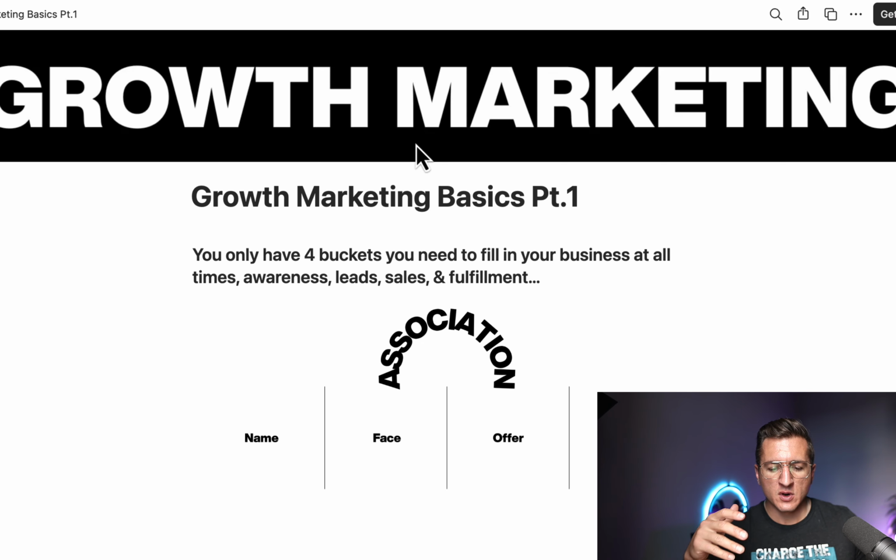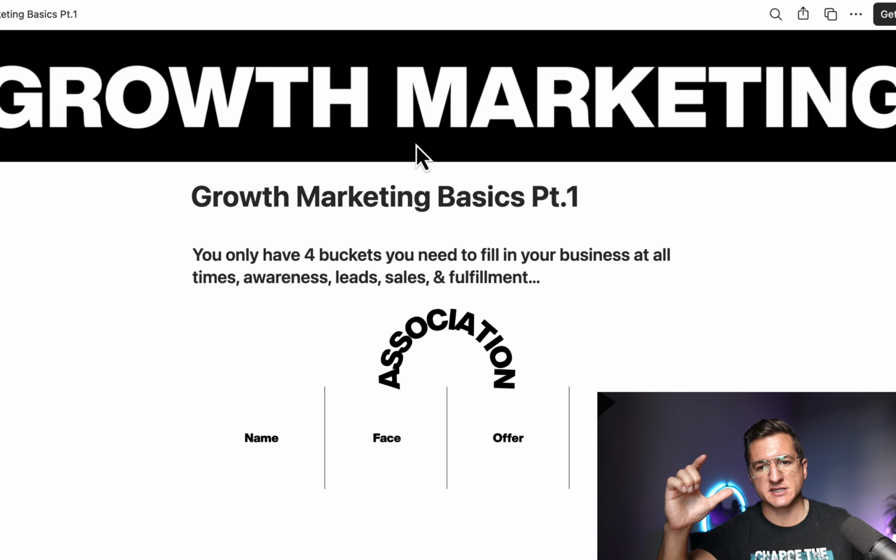When we are talking about awareness, leads, sales, and fulfillment, the main thing we need to create with our marketing to make all of those easier is a name, face, offer association. And if you're in person, a name, face, offer, location association, meaning somebody can see your face, they instantly know your name, they know your offer, they know where you're at, and they know what you do. That's an association. Their brain has batched that down.